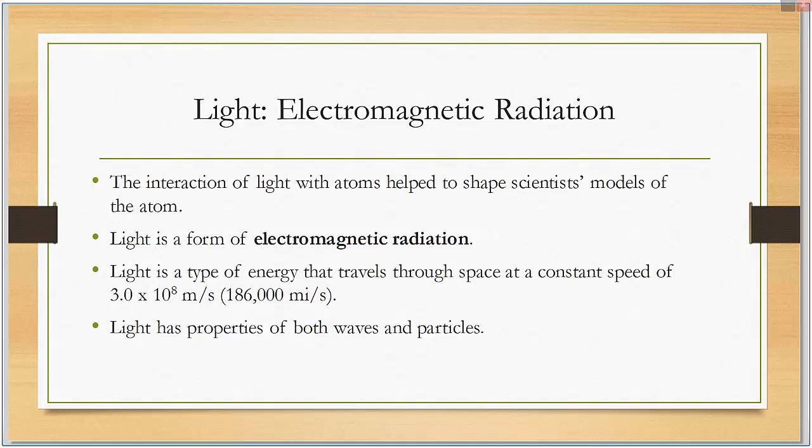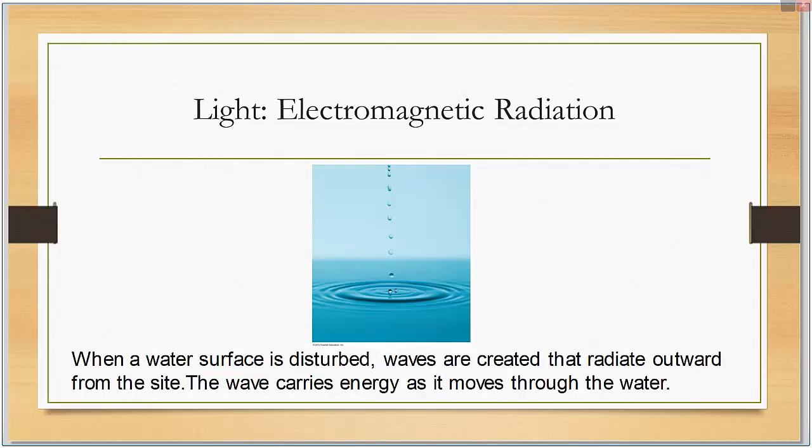The interaction of light with atoms helped shape the scientists' models of the atom. Light is a form of electromagnetic radiation, which we'll be talking about later in this video. Light is a type of energy that travels at a constant speed of 3 × 10⁸ meters per second, and has the properties of both waves and particles. So it behaves like waves.